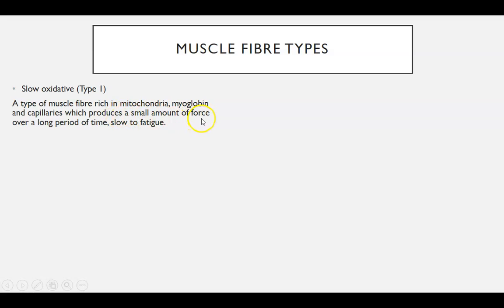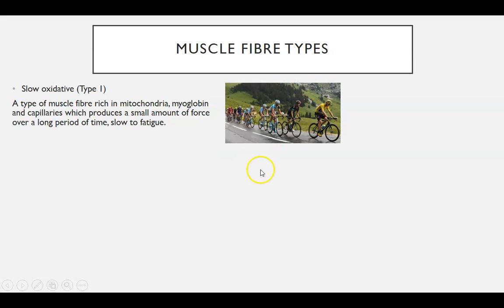It produces a small amount of force over a long period of time, and it is slow to fatigue. A slow twitch muscle fibre takes a long time to fatigue, hence why you can do a marathon, run for a long period of time. Low force of contraction and a slow speed of contraction. It's a slow twitch muscle fibre type. Used for marathon running, Tour de France.